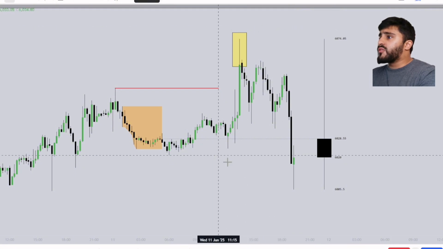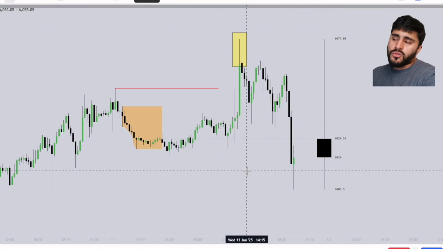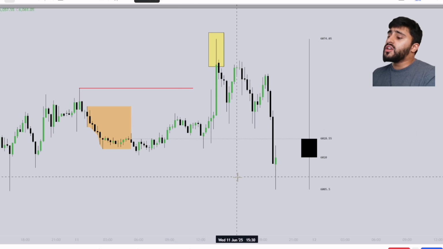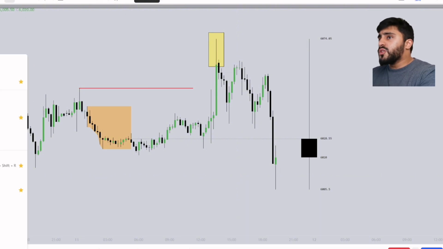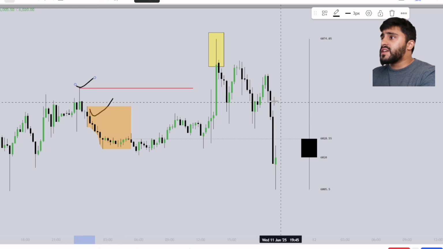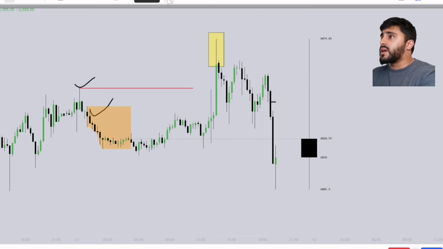Now, this is what you can refer to as the high of the day or the ICT Judas swing or the manipulation. It's simply an area where the market has aggressively gone towards. It is a liquidity sweep. So what makes a high probability liquidity sweep is what happens around that liquidity sweep. Notice how we've taken out the Asian high, we've taken out the previous day high, and we've also left a fair value gap over here.